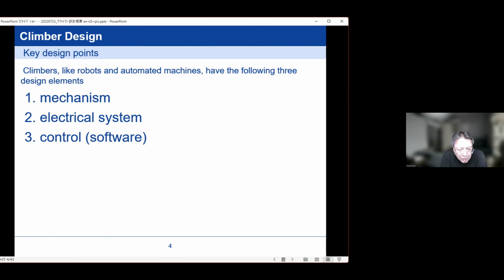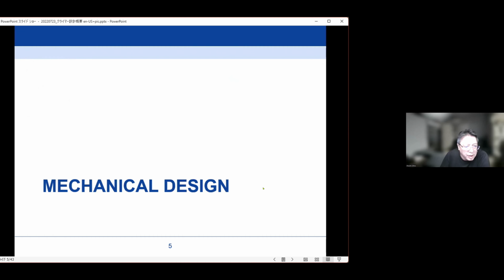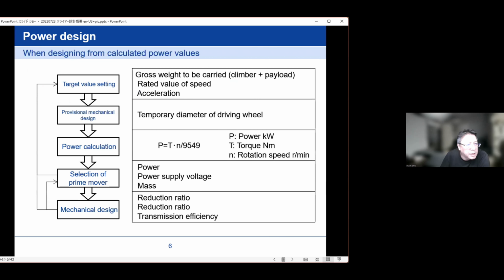When designing a climber, the key points to consider are the following three design elements, just like with robots and automated machines. There are three: mechanism, electrical system, and control. The climber means the mechanism. First, I'd like to explain the climber design, the mechanical design. At first, we have to think about the power design. When designing the climber, the first thing that needs to be designed is the power design.